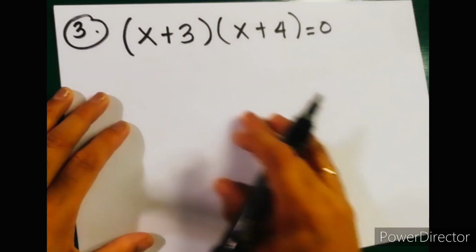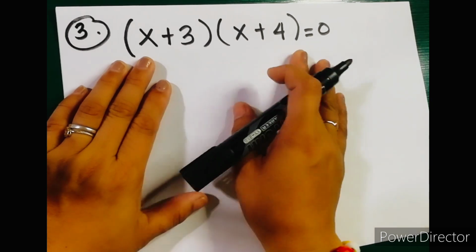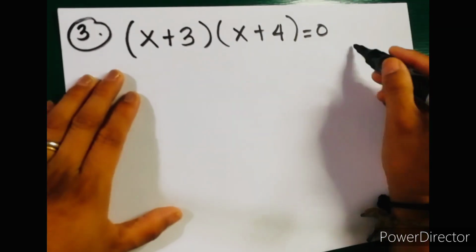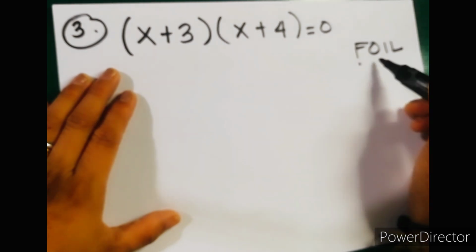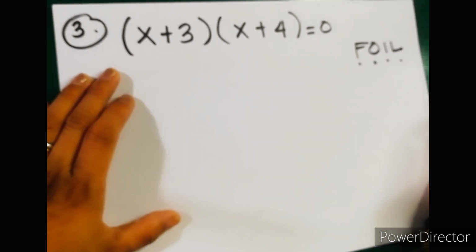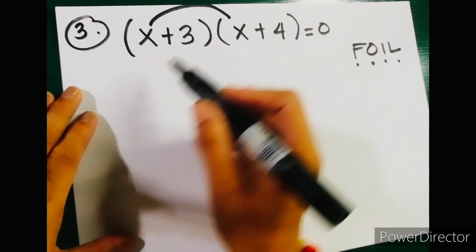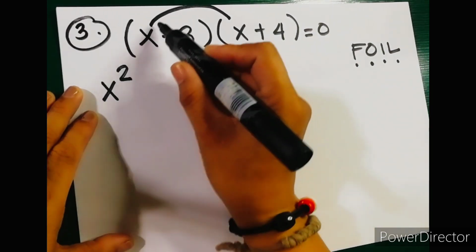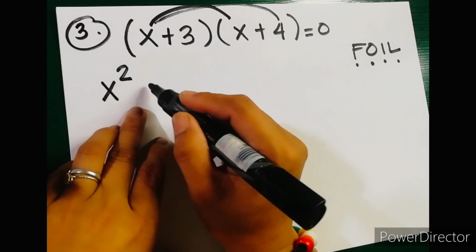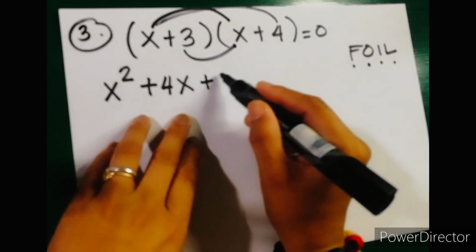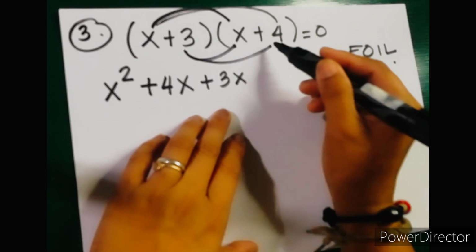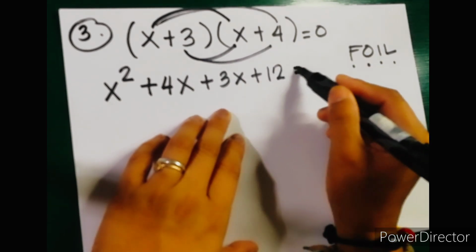Okay, so we have another example, number 3. We have the binomials here, so we will use the FOIL method: multiplying the first terms, outside, inside, and the last terms. So here, x times x is x squared. x times positive 4 is positive 4x. Positive 3 times x is positive 3x. Positive 3 times positive 4 is positive 12, so equals 0.